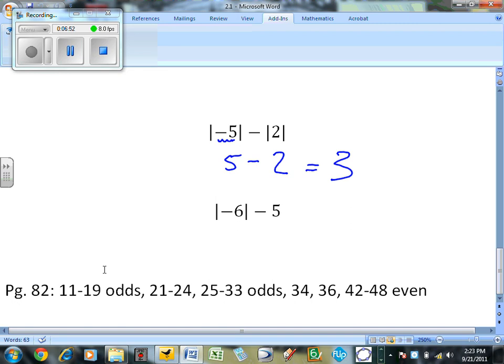All right. So the absolute value of negative 6 is just 6. The distance from negative 6 to 0 is 6. Minus 5. Now 6 minus 5 is 1.